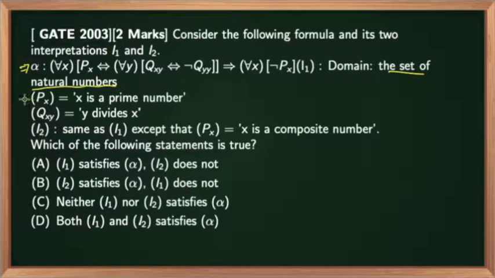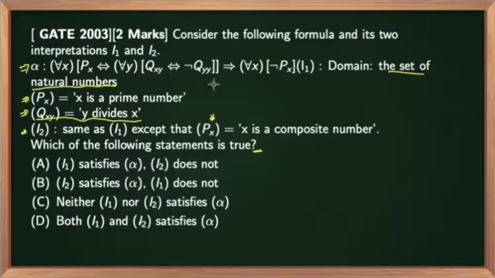And we have the predicate P of x says x is a prime number, and Q of x,y, that is y divides x. Now the second statement I2 says the same as I1, except that P of x is a predicate, it says x is a composite number. Which of the following statements is true? Okay. Now it's given that Q of x,y, that is y divides x, right?